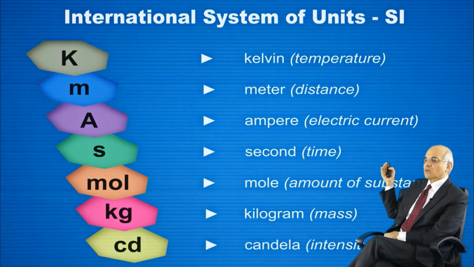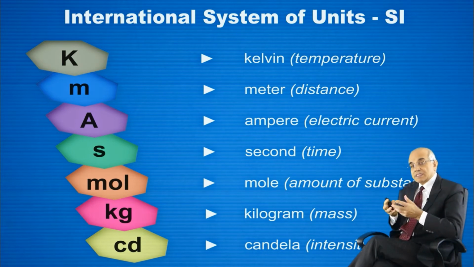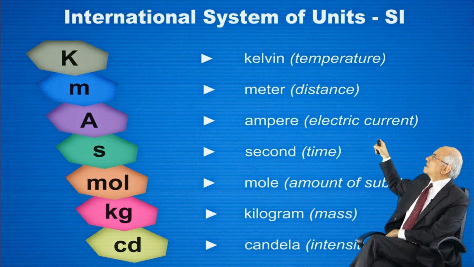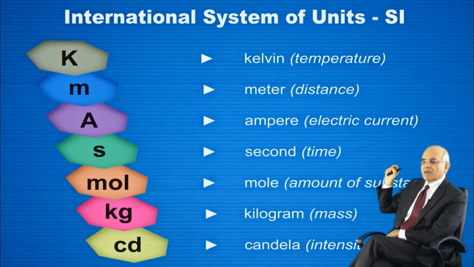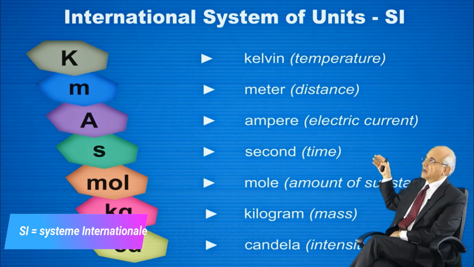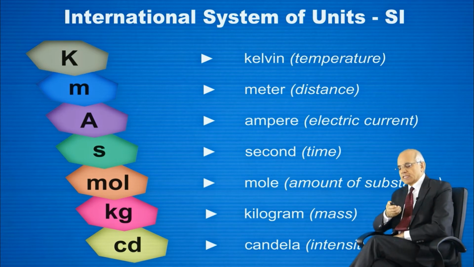All scientists all over the world agree to use the same units so that they can be speaking the same language. And so it's called the International System of Units, and it's abbreviated SI. Why is it called SI? Because it was originally agreed to and formulated in France, and so SI stands for two French words, Système International, which means international system. Okay? So these are the units of measurement in science.